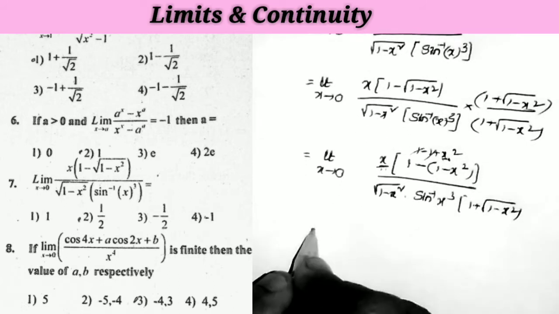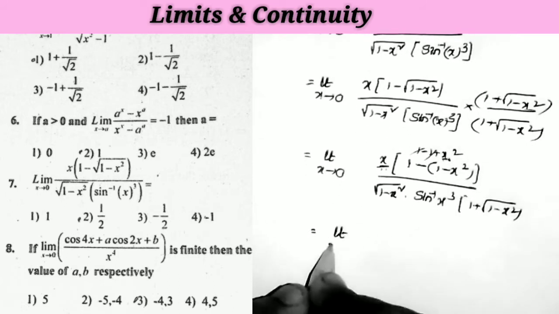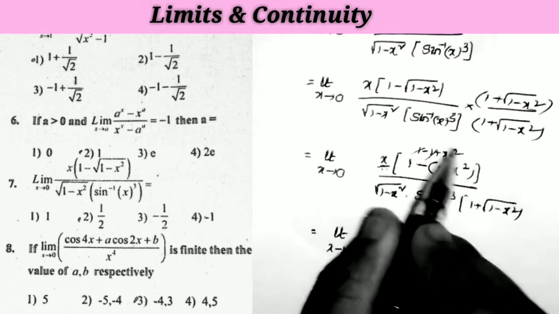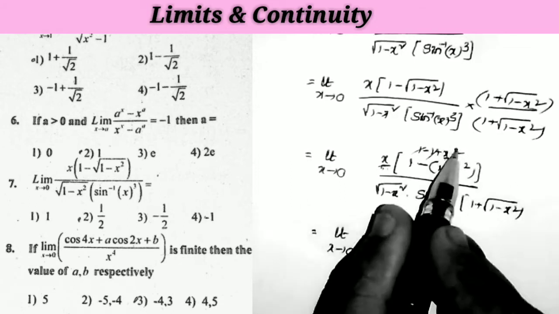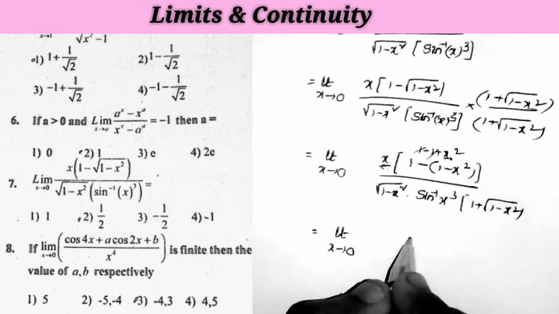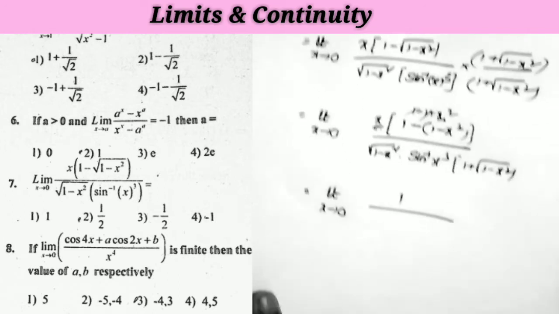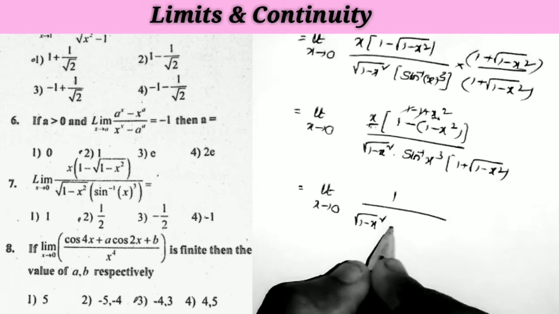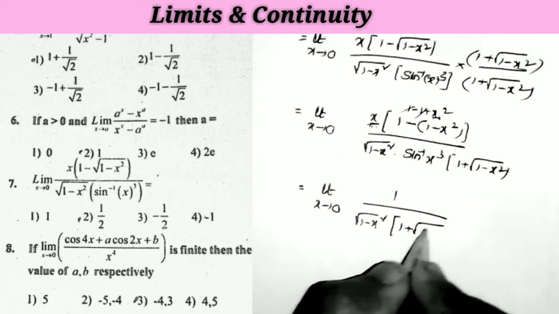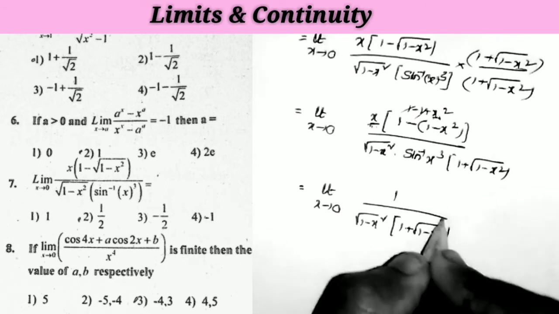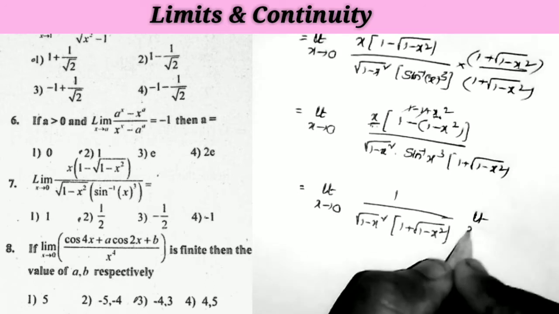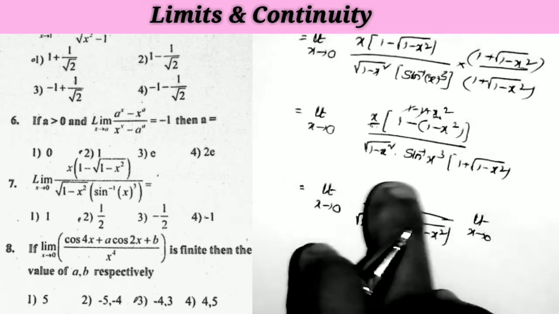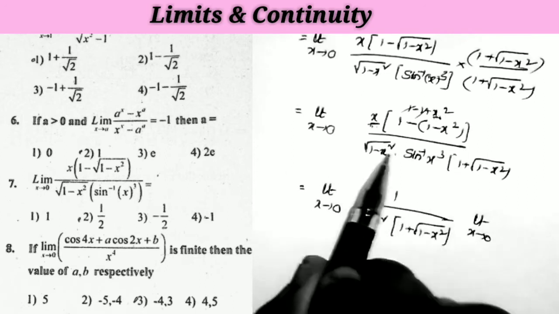Okay. Now writing that x cube at the denominator. What is the numerator value here? x into x square is equal to only x cube. Now I take that this fraction is equal to 1 by root 1 minus x square into 1 plus square root of 1 minus x square into limit x tends to 0. Just I take these two values first.